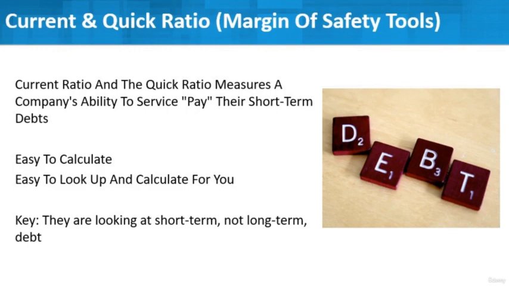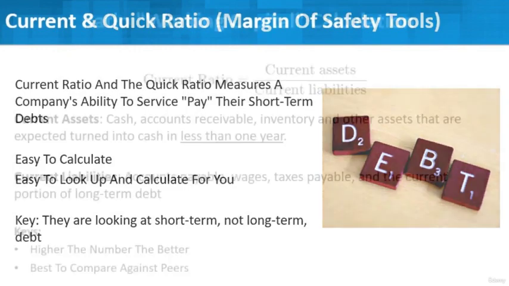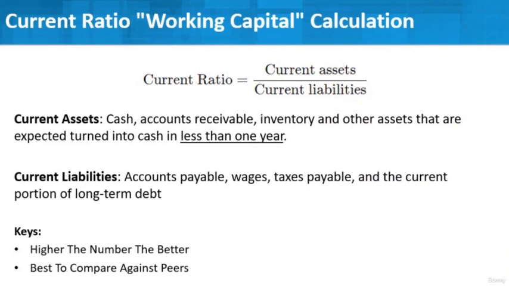So let's start with the current ratio. It's a very common thing used in investing. Sometimes it's known as the working capital calculation or working capital ratio. And it's a very simple calculation. You're basically taking your current assets divided by your current liabilities. Current assets would be things like cash and accounts receivable. That's money that people owe the company. They bought something on credit, for example, and now they owe the company money, so that's accounts receivable.